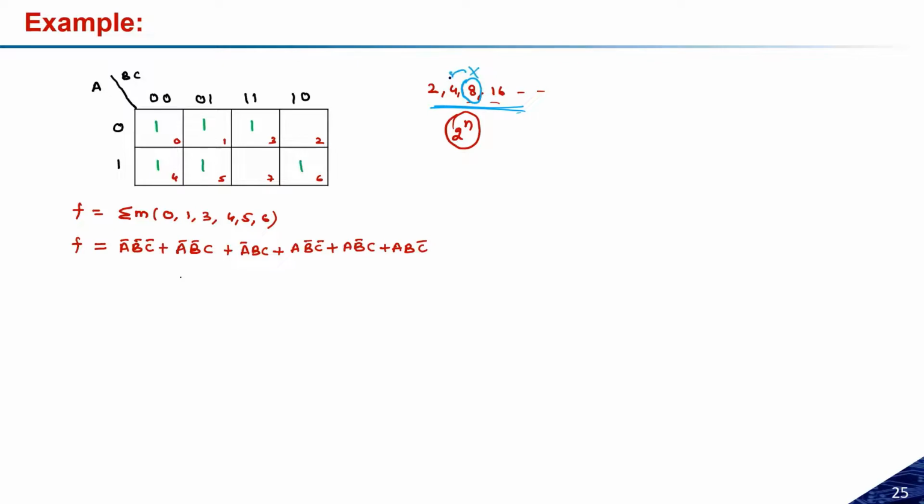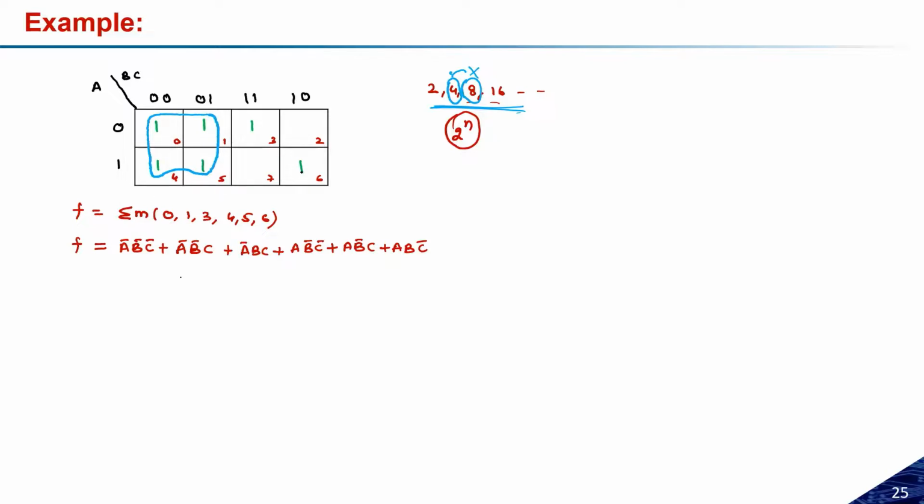Now the next possibility is I need to check whether a quad is possible or not. Quad means a group of 4, or 4 ones can be grouped. Is the quad possible? Yes, I can see the quad is possible. Can anyone tell me which quad is possible? Where is the quad which is possible? If you see, this quad is possible. So 0, 1, 4, 5 is possible. Perfect. Now I have considered 4 ones.